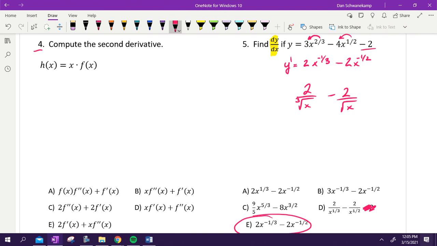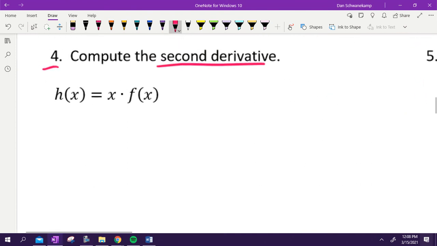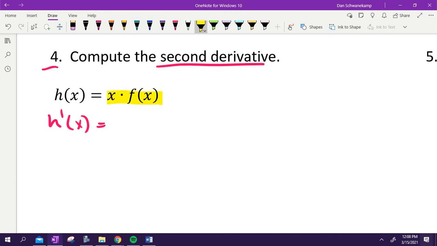Let's go to the second hardest one on this review. Let's look at number 4. Find the second derivative. See what you can do here. All right, as we look at this, we're finding the second derivative. In order to find the second derivative, the first thing I've got to do is find the first derivative. If I'm finding the derivative of x times f of x, what rule am I going to need? Product rule.